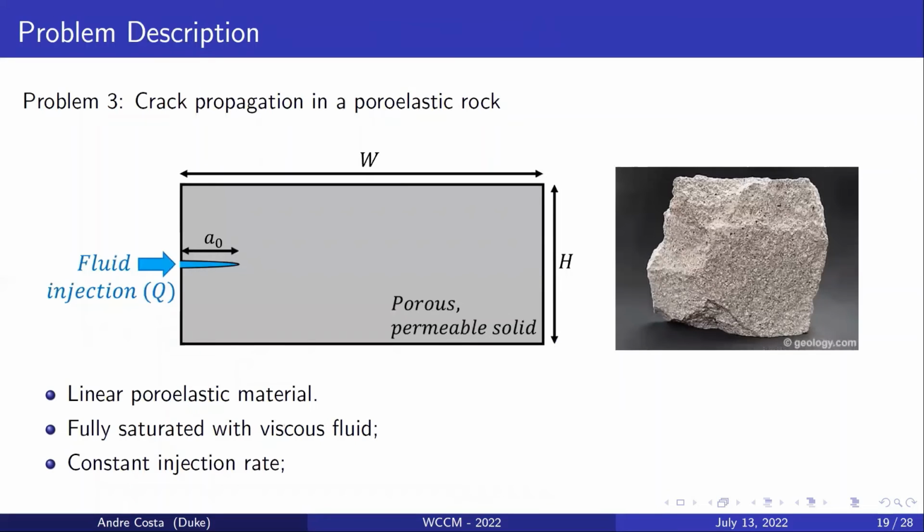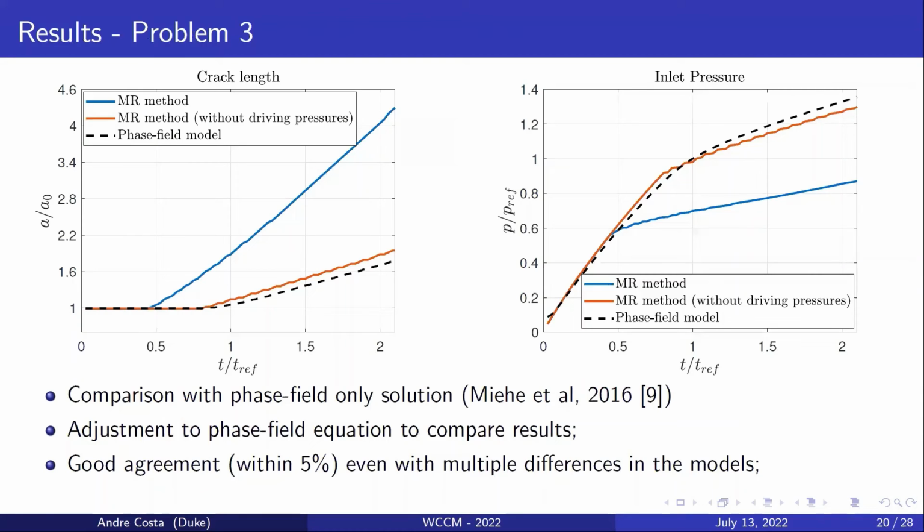We also considered a case where the matrix is poroelastic, saturated with a viscous fluid, which is injected with a constant flow rate, as in the previous problems. In this case, we could not find an analytical solution, so we compared our results to the phase field model by Mihi et al. Their model treats the pressure loads in a different way, and throughout the development of this work, we found it to be less accurate when solving the KGD problems.